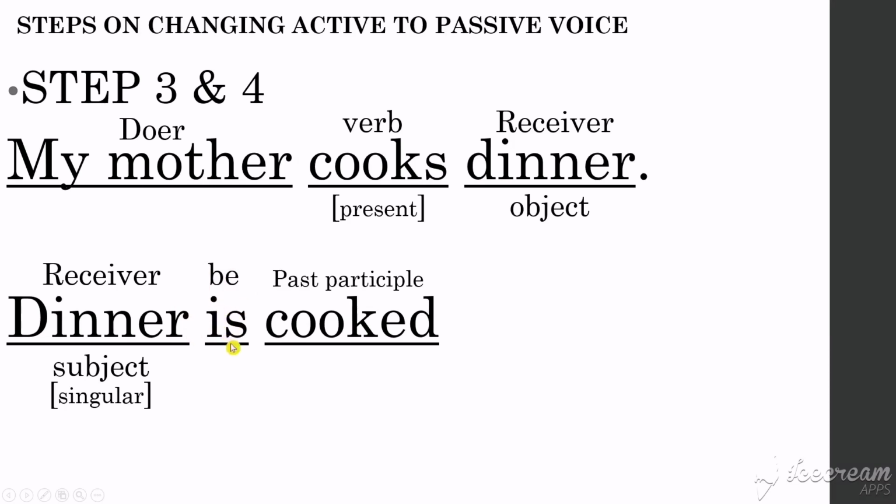And then after that, it is followed by the past participle of our main verb, which is cooks. We're going to change the word cooks into its past participle. So what's the past participle of cook? Cooked. Cook plus ed. That makes it a past participle.